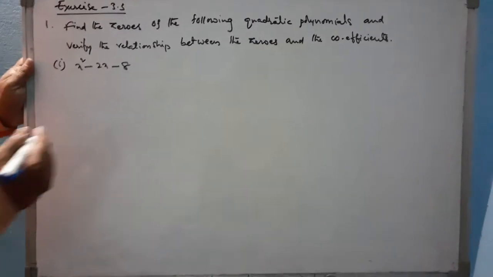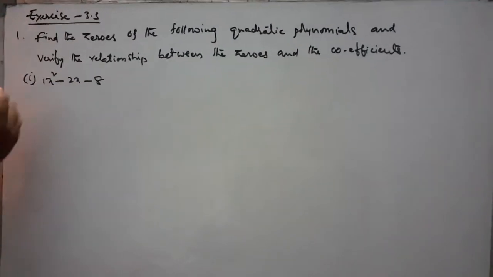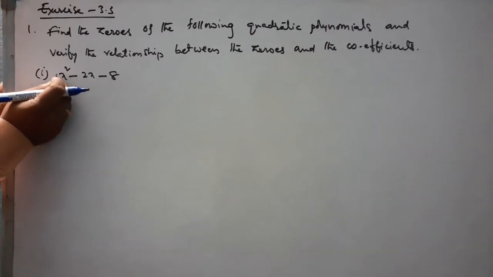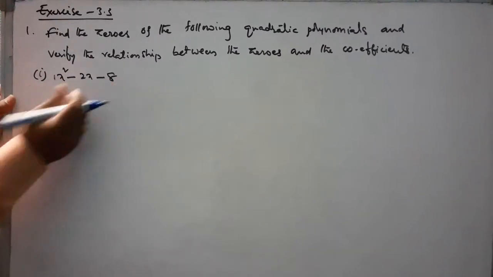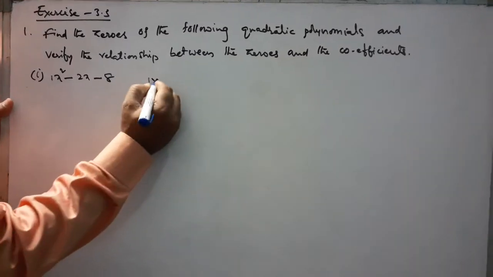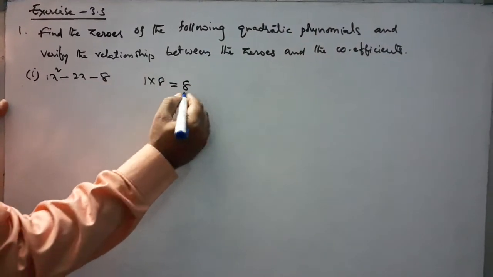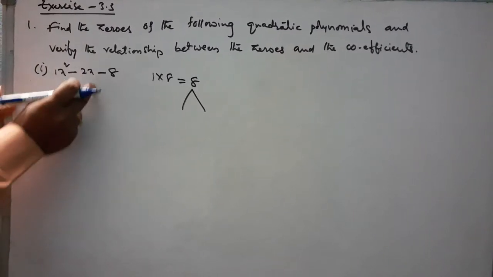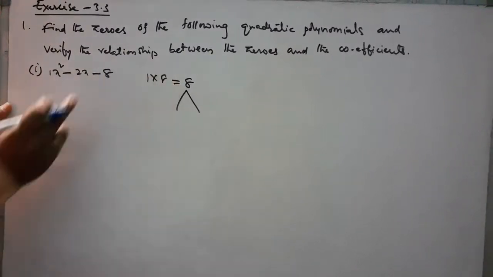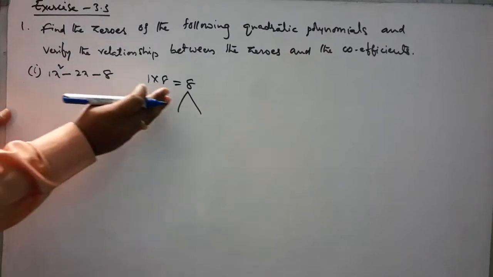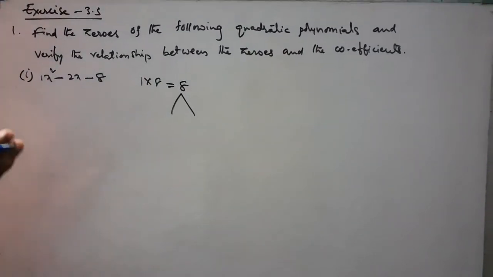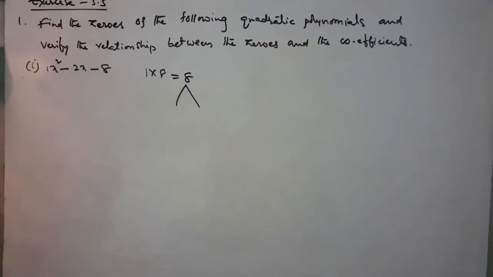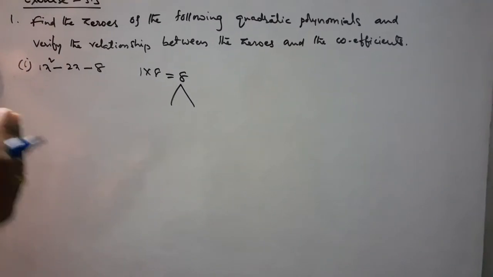So here it is a quadratic polynomial. We have to use the factorization method. So we have to multiply the coefficient of x square with the constant. So 1 into 8 becomes 8. We have to split this minus 2x into two parts using this 8. The factors of 8 are 1, 2, 4, 8. So now we have to take the 2 and 4.